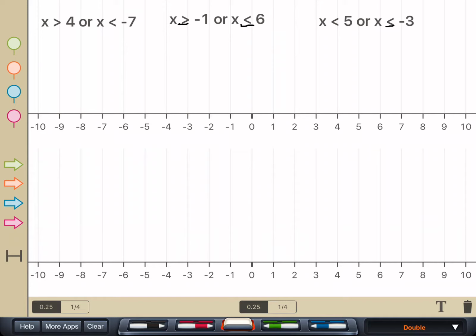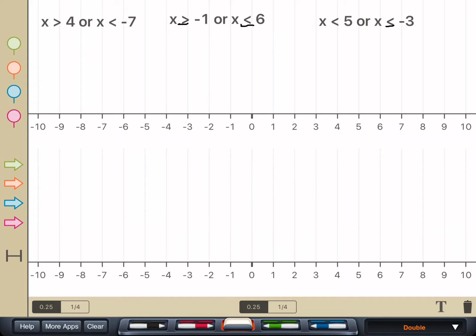Okay, so final video, and we're looking at compound inequalities using OR. Now, when we're talking about compound inequalities using OR, we do not need to satisfy both inequalities. We need to just include values that work for one inequality or the other. Okay, not both. So what does that look like?